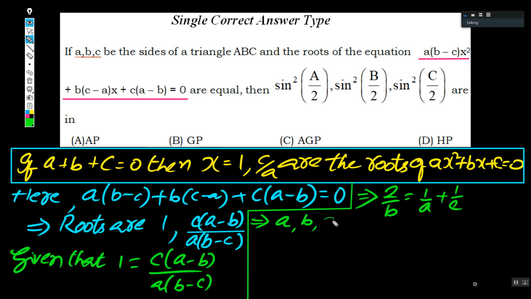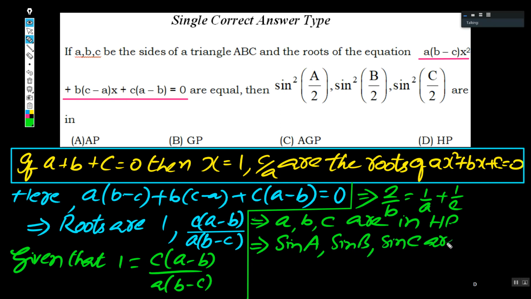Are the angles also in HP? No, we cannot say that about the angles, beta. We can talk about sin A by 2, or about sin A. This implies sin A, sin B, sin C are also, because they are proportional. Implies their reciprocals, of course. Sin square A by 2, sin square B by 2, sin square C by 2.